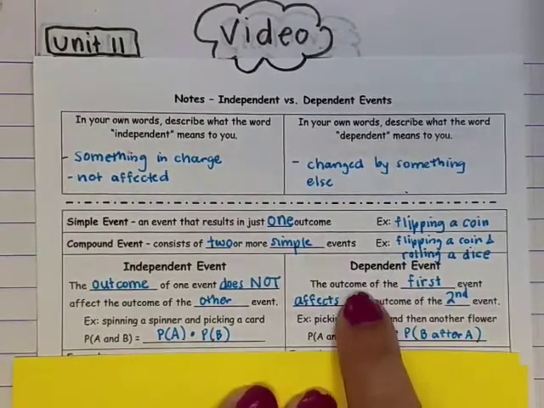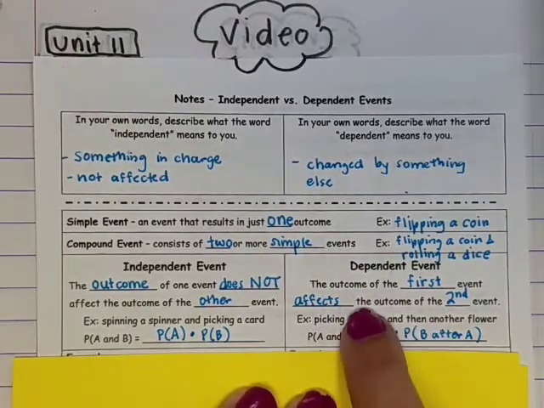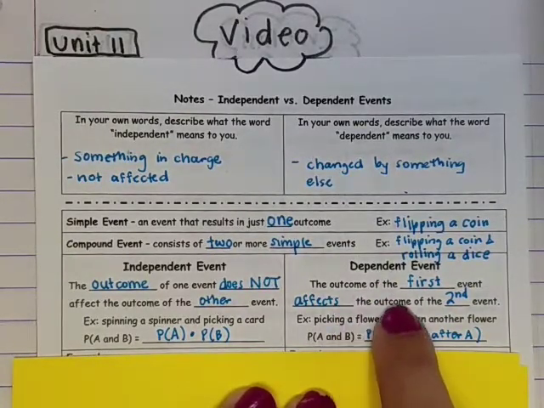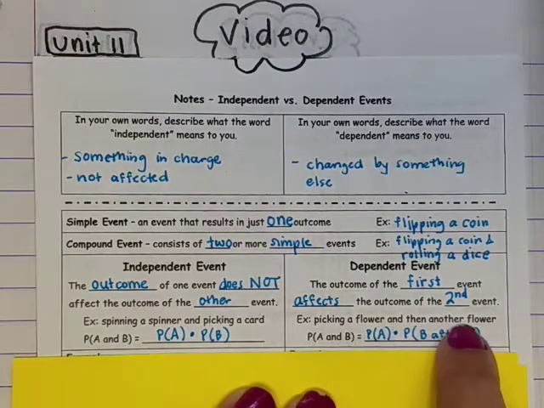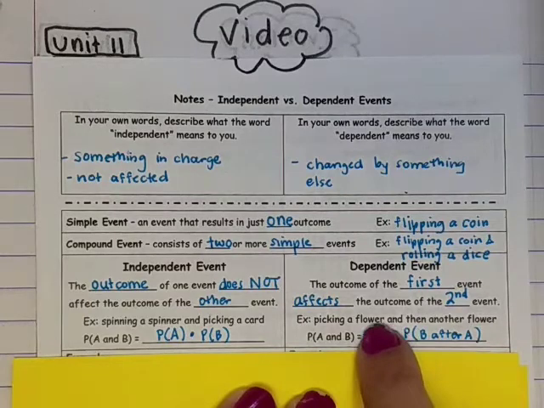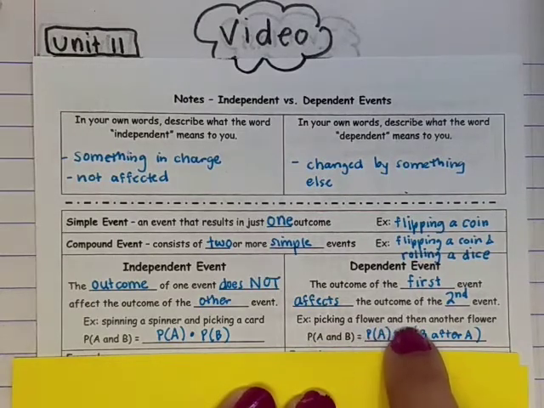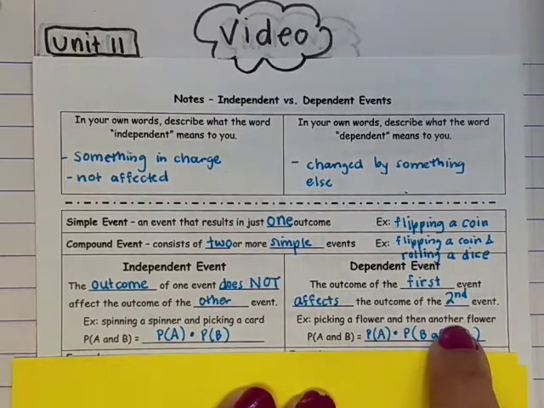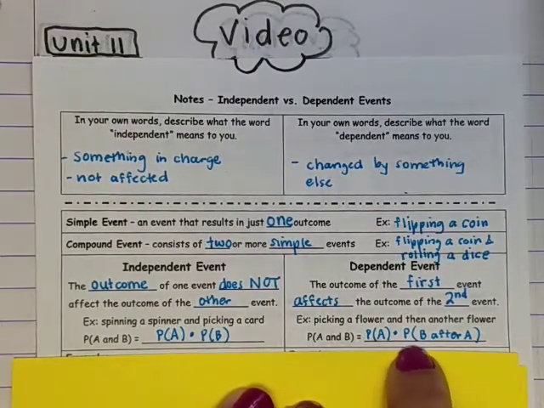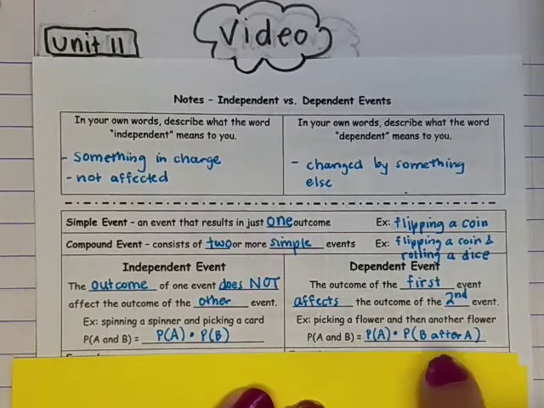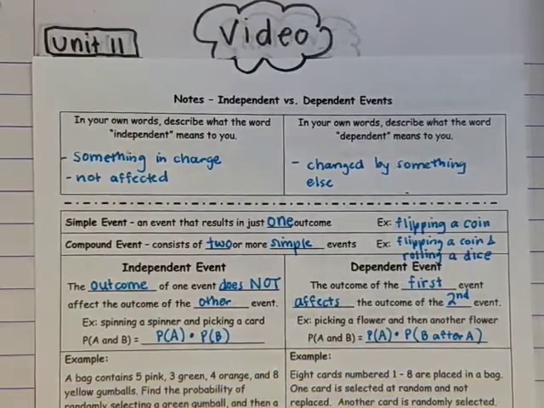A dependent event, the outcome of the first event does affect the outcome of the second event. For example, picking a flower and then picking another flower, because when you pick this first flower, you don't replace it. So then when you pick another flower, now you have fewer flowers and you have a smaller chance. And how you figure this one out is your probability of A times the probability of B after you've done A. So let's do some examples.